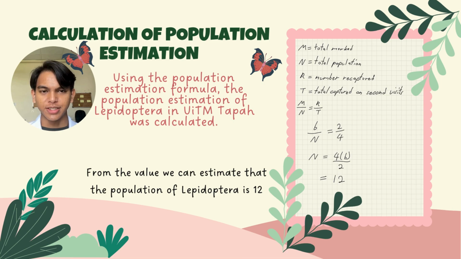Using the population estimation formula, the population estimation of Lepidoptera in UiTM Tapa was calculated. M is equal to total marked, N is equal to total population, R is equal to number recaptured, while T is equal to total captured in second visit. M divided by N is equivalent to R divided by T. As you can see from the calculation, we can estimate that the population of Lepidoptera is 12.